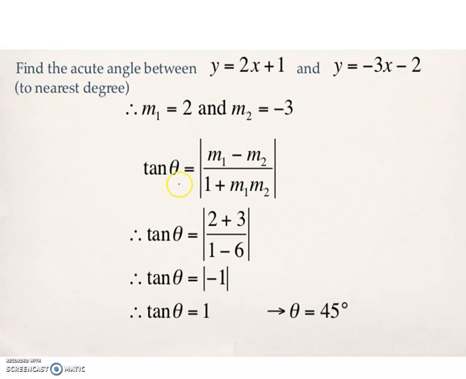That's why tan theta is equal to modulus of m1 minus m2 upon 1 plus m1 into m2. Therefore, tan theta is equal to 2 plus 3 upon 1 minus 6. 2 plus 3 is 5 upon minus 5. 5 gets cancelled. Final answer minus 1. But the modulus symbol gives the positive value of any number. That's why tan theta is equal to 1. We know that tan 45 gives the value 1. Therefore, theta is equal to 45 degrees.